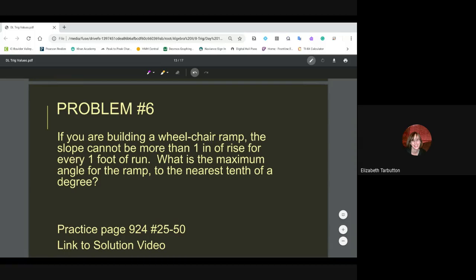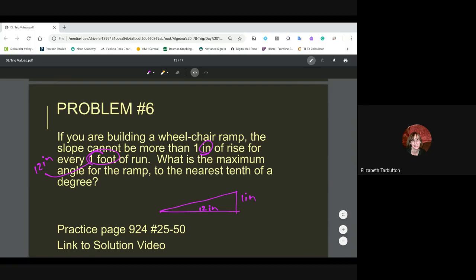So what we can say is that 1 foot here is really equal to 12 inches, so that we're in the same units. And then we can model that out, so that we can't have more than 1 inch of rise for every 12 inches of run.